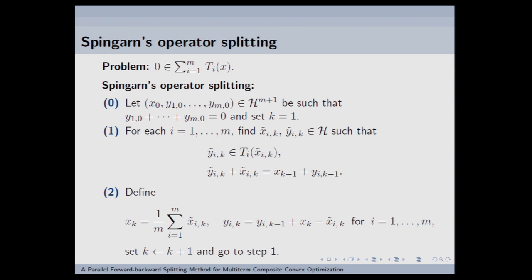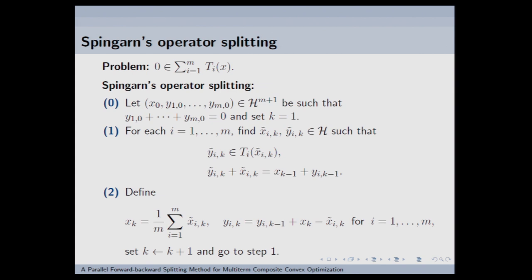Okay, and this is Spingarn's operator splitting. When V has the specific structure, like the diagonal, V perp is the sum equal to zero, and T_V is the direct product of the operators. And so when we give an x zero, we are actually giving a big vector, like x zero, x zero, x zero, x zero, because V is this subspace. We are working in H to the power of m. And this y1, ..., ym is in V perp, so the sum is zero.